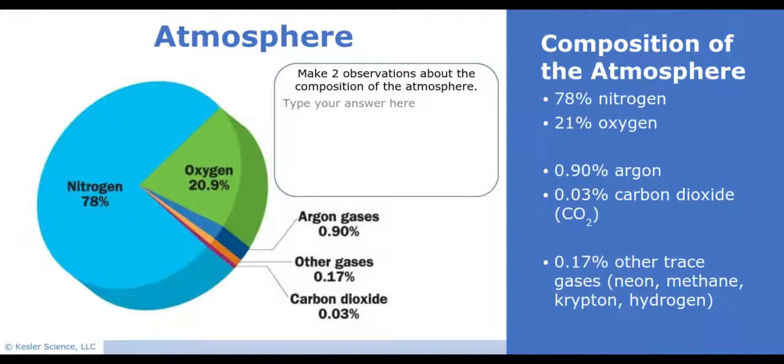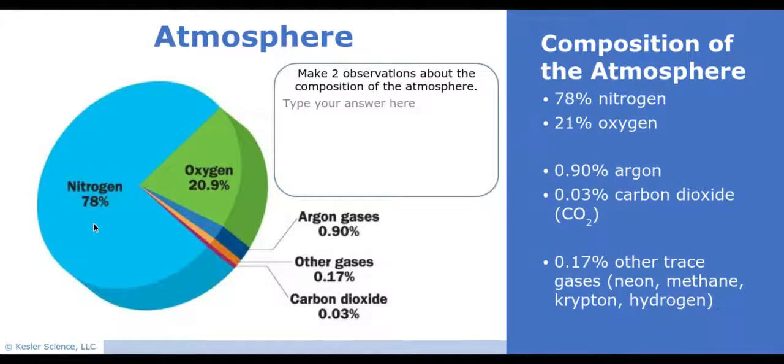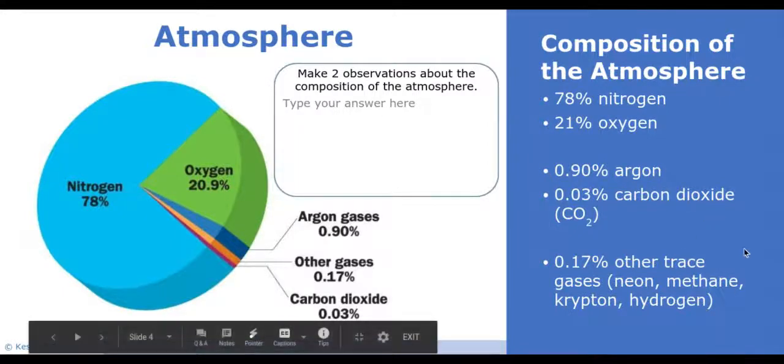Okay, guys, the next thing we're going to talk about is the composition of the atmosphere. Two observations I think you should make right off the bat is that nitrogen makes up a lot of our atmosphere. And it's a very important element like we talked about last week. Nitrogen is a basic building block for life. We also have a lot of oxygen in our atmosphere, but nitrogen helps dilute that oxygen in order for us to breathe. We're able to breathe it because nitrogen dilutes that oxygen. Some other elements we may find are argon and carbon dioxide, as well as other trace gases such as neon, methane, krypton, and hydrogen.